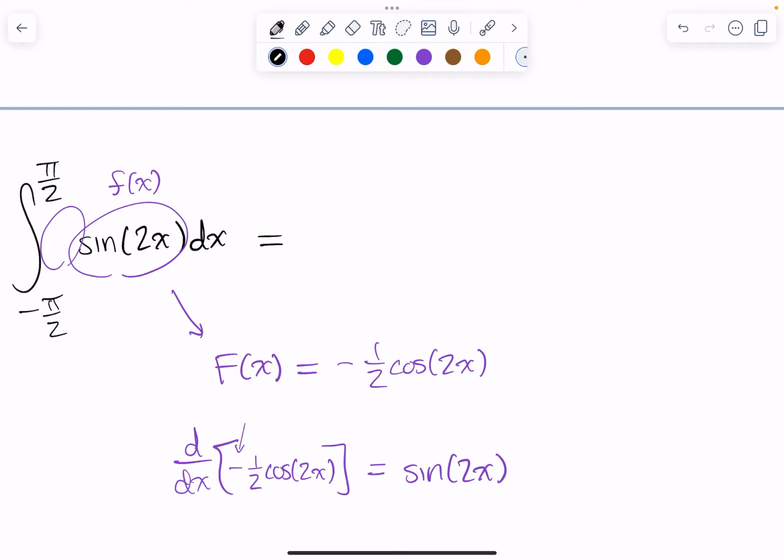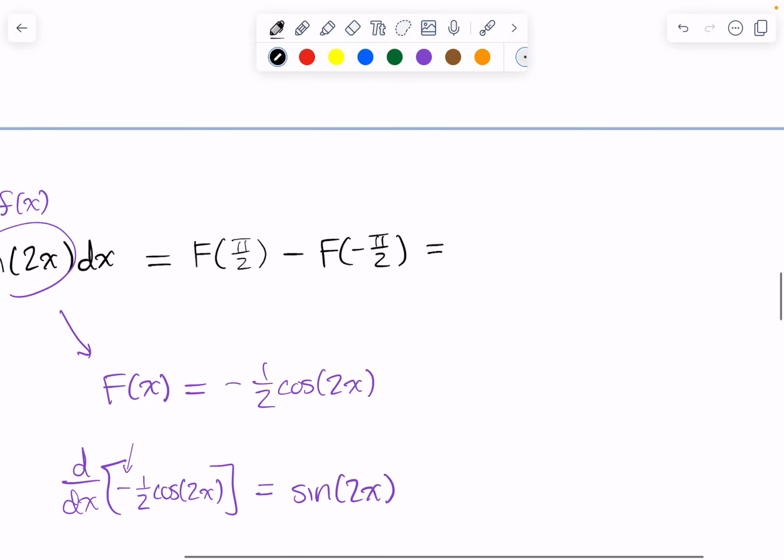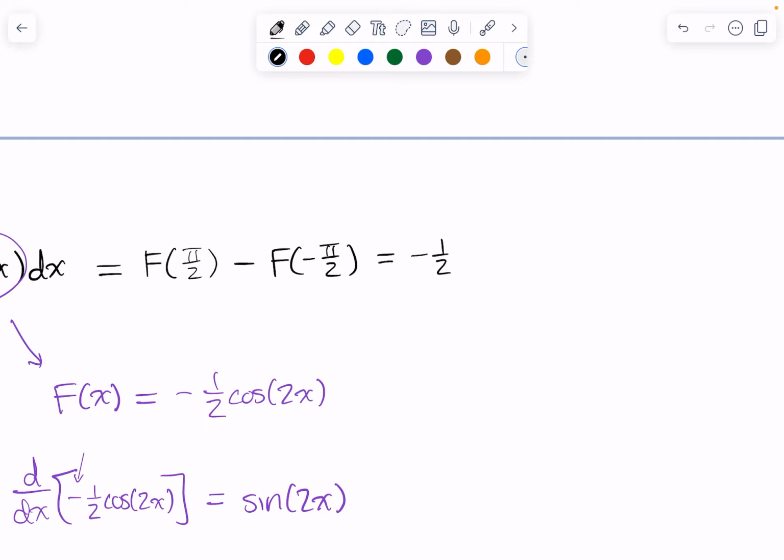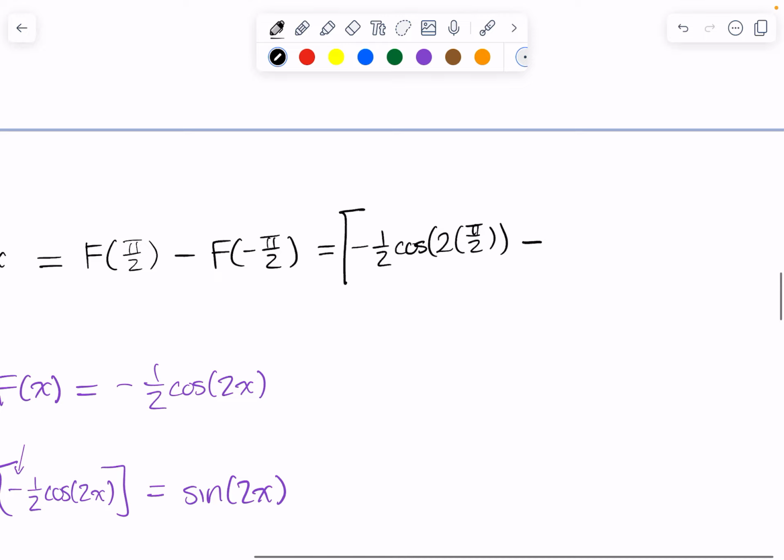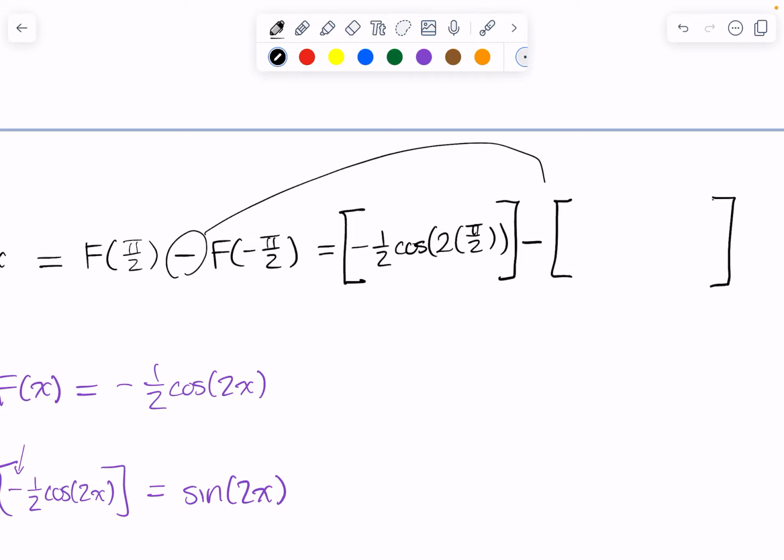So now we do capital F of pi over 2 minus capital F of negative pi over 2, right? So what does this turn into? Negative 1/2 cosine of 2 times pi over 2 minus, right? And what I usually do is, for the capital F stuff, I usually put it in its own brackets. Notice how this minus sign stays there, right? And we get two minus signs.